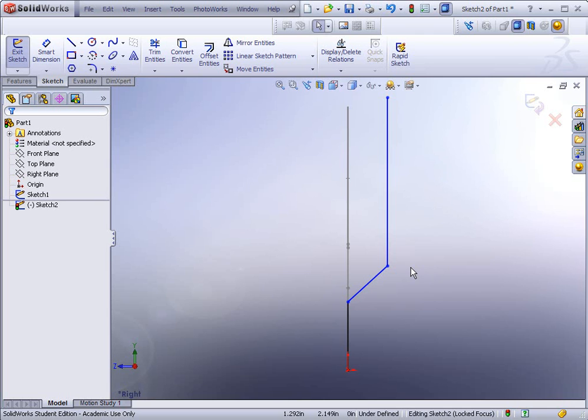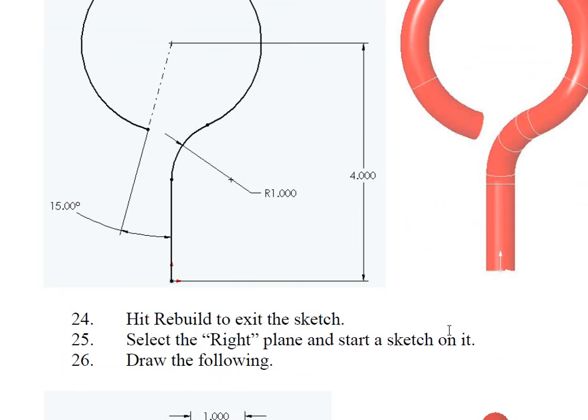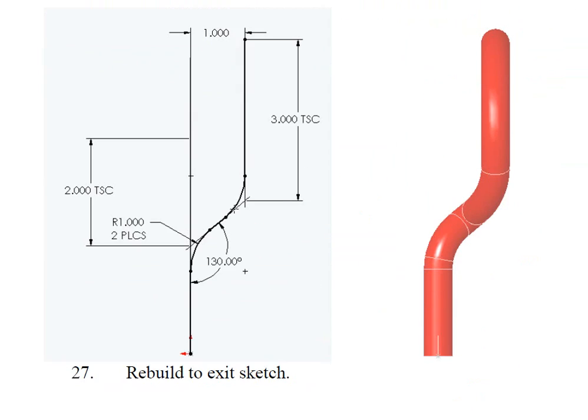All right, now we're going to go ahead and add the dimensions. Now, there looks like there is a bit of a strange one. If you look at the actual picture that you're supposed to be sketching, you can see this is 1 inch wide. There's a 2-inch TSC and a 3-inch TSC. TSC stands for theoretical sharp corner. As you can see, there's radii in here.